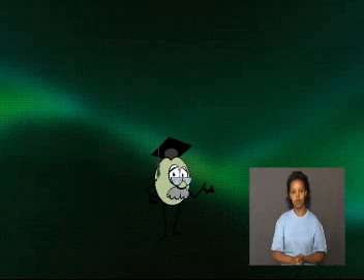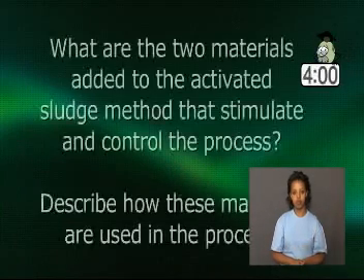Let us do an activity to review what we have just learned. Students, what are the two materials in the activated sludge method that are added to the sludge to stimulate the process and control the level of treatment obtained? Once you determine the materials, describe how they are used in the process. Students, let's get ready. Begin.